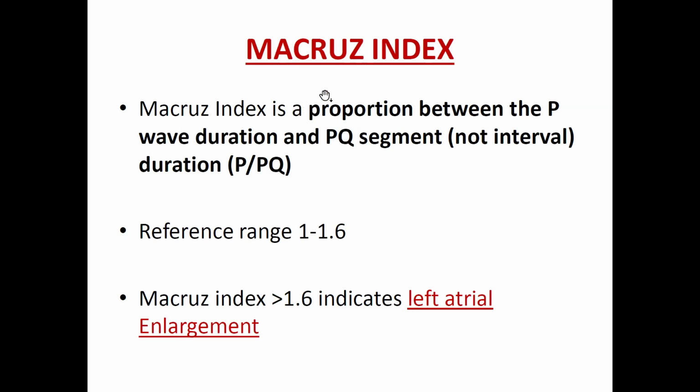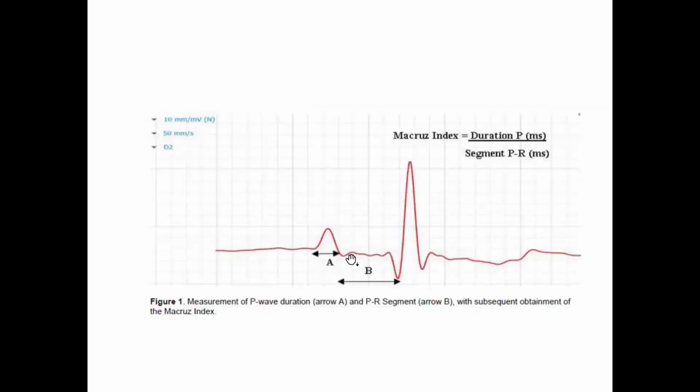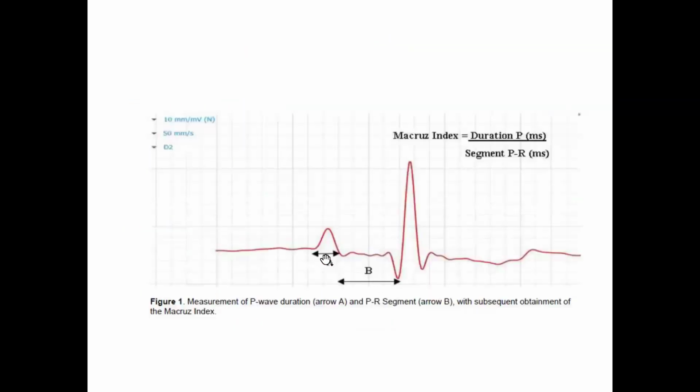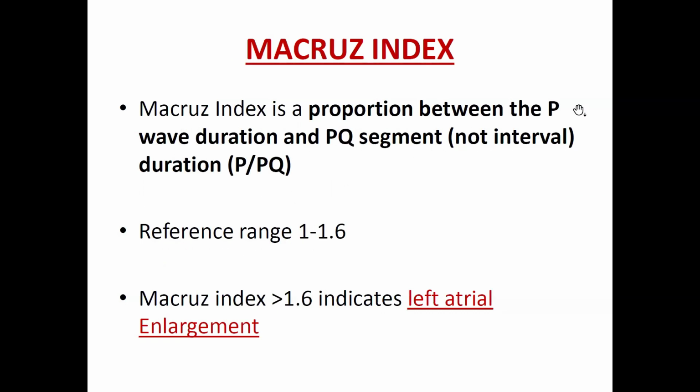So what is the Macruz index? It is a proportion between the P wave duration and the PQ segment. So it is a ratio of the P wave duration to the PQ segment. This is the PQ segment here. We are not taking the PR interval as such, only the PQ segment. Normally the ratio of P to PQ is between 1 and 1.6. In case of left atrial enlargement, this ratio is increased to more than 1.6.